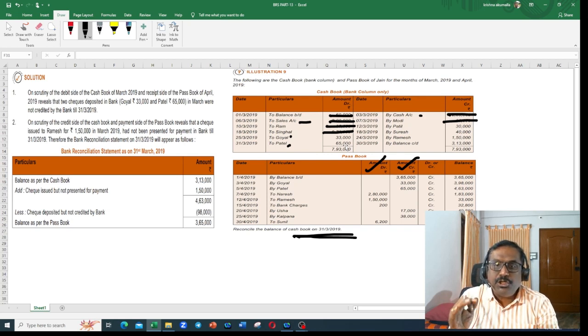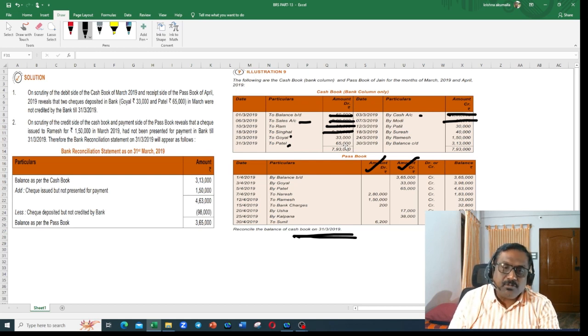Next, Patil. Why Patil 30,000? That means what? Check issued to Patil 30,000. Has it been there in the April month passbook? See whether there is any 30,000. No. That means what? Check issued to Patil on 12th March has been paid to him in the month of March itself. If it is paid in the month of March itself, the passbook would have been updated in the month of March itself. But this passbook is April month.